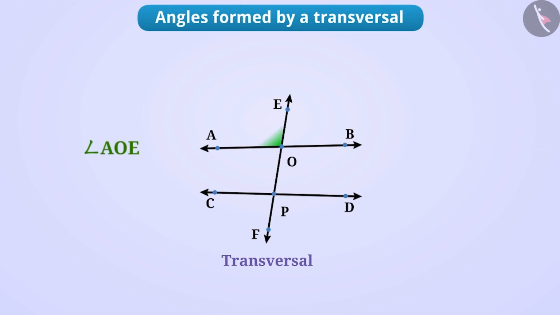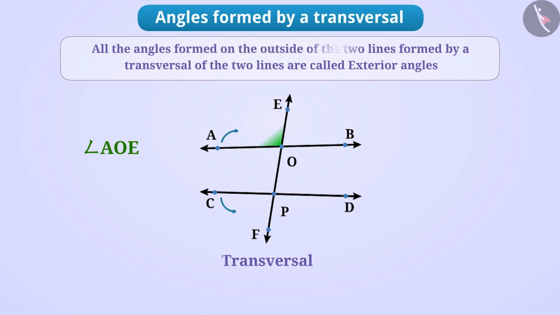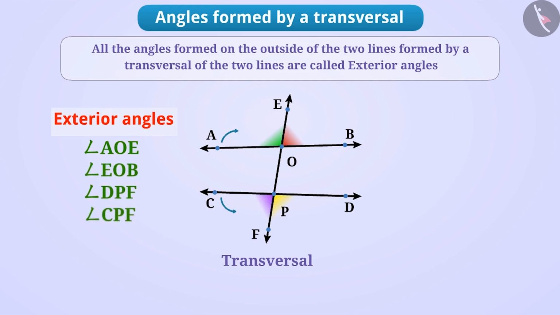Now consider angle AOE. Can we call it an interior angle? Think for a while. Let me tell you, this angle is outside of both lines AB and CD. All the angles formed on the outside of the two lines by a transversal of the two lines are called exterior angles. So, angle AOE is not an interior angle but an exterior angle. Similar to angle AOE, here, angle EOB, angle DPF and angle CPF are also exterior angles.